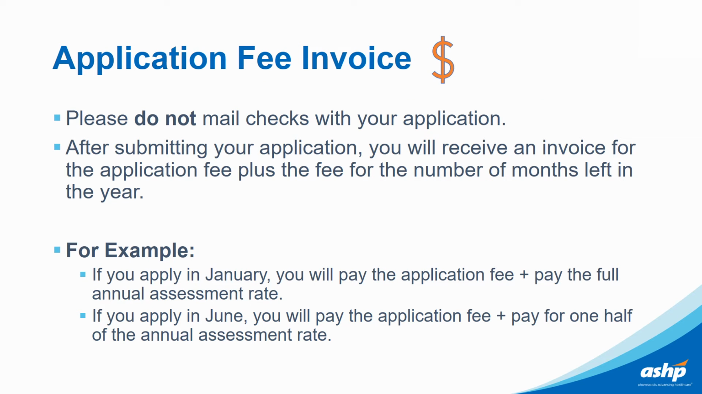Once you submit the application, you will receive an invoice for the application fee. This number may look slightly different than the number in the fee schedule because fees are prorated to the month that you apply. This means that you will only pay the fee for the number of months left in the year that you apply. For example, if you apply in January, you will pay the application fee plus the full annual assessment. However, if you apply in June, you will pay the application fee plus half the annual assessment rate because there are only 6 months left in the year at that time. Feel free to reach out if you have any questions about your invoice.